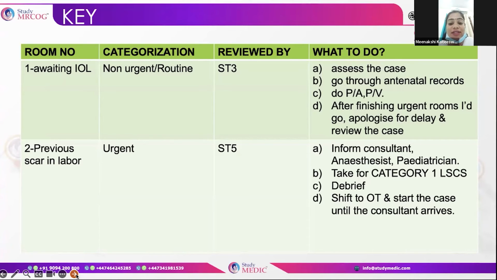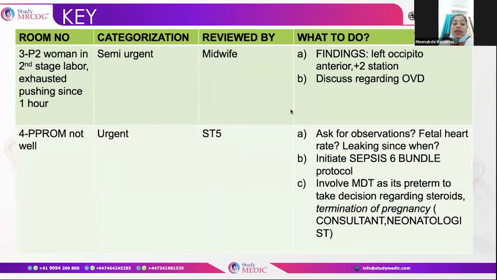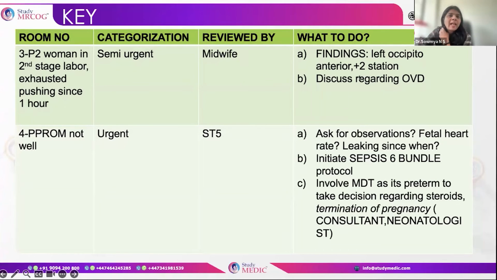And category 1 LSCS, once you debrief the patient, we can start the case until the consultant arrives. You can mention laparotomy because you're suspecting rupture of the uterus. Okay? Yes, ma'am.